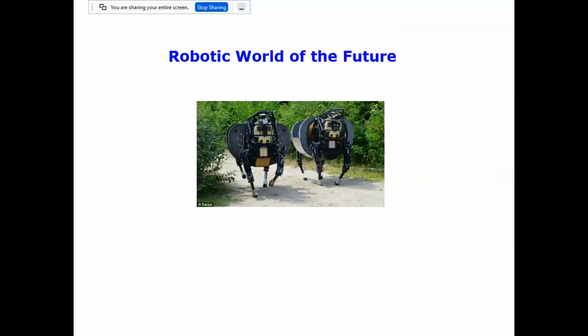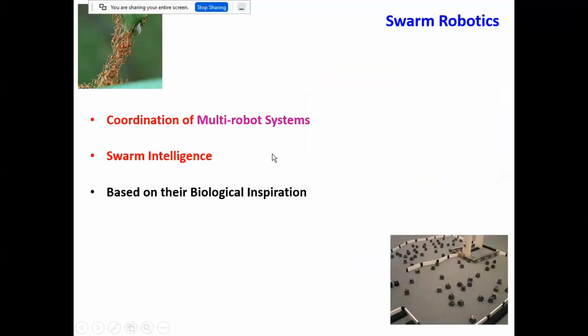Now you'll see some more things. Robotic world of the future. You'll see robots developed like animals. You'll see how the legs are there, how the body is there. In the robotic world of the future, we are now thinking about the coordination of multi-robot systems. Meaning it is a new approach which consists of a large number of mostly simple physical robots.